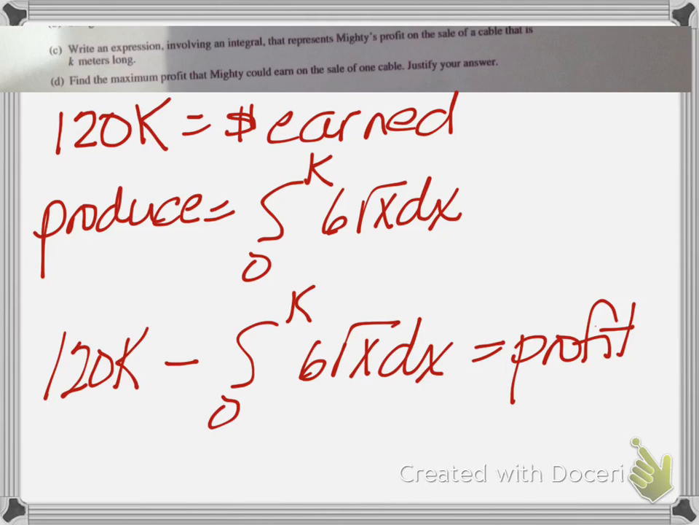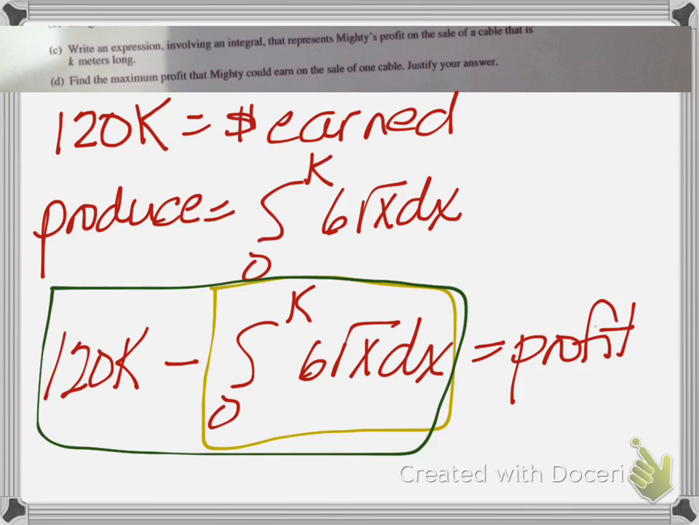Okay, so how did you get points for this? If you just did, let me get a different color, so if you just did this, you got 1 point. And then if you did this whole thing, that was another point. So altogether that was worth 2 points. Okay, and finally the last part is we have to find the maximum profit. So that means that we're going to have to find P prime and set it equal to 0. That is our goal. Okay, so what is P prime?